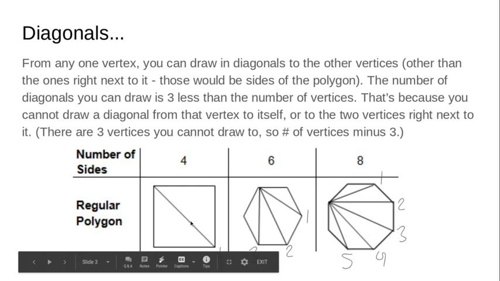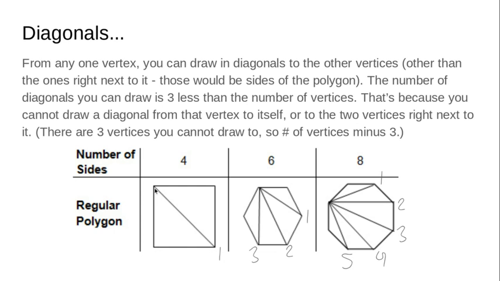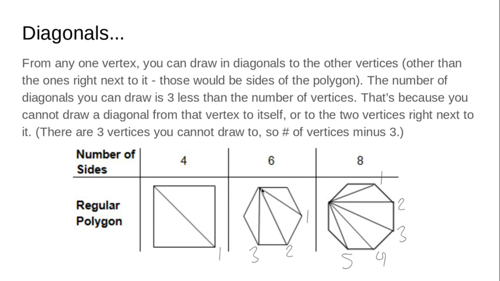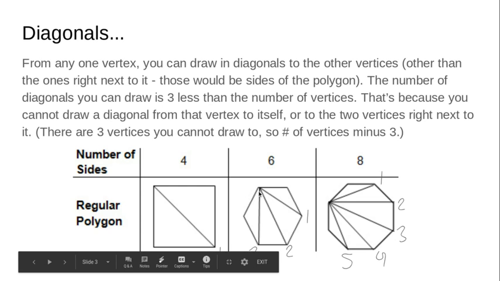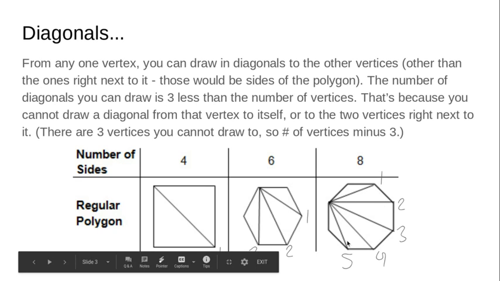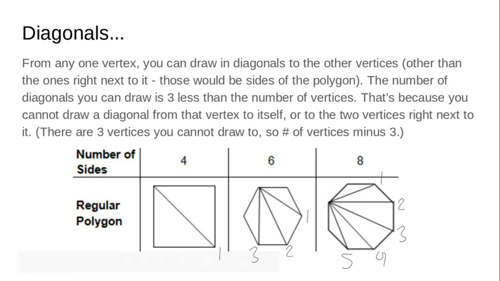So here's an example of a 4-sided shape. So it has 4 vertices: 1, 2, 3, 4. So if I do 4 minus 3, I get 1. There's only one diagonal I can draw in from a particular vertex. So over here I chose this vertex, and I can draw in 3 diagonals, one from here to here, here to here, and here to here. And 6 minus 3 is 3. And there are 3 diagonals. 8 minus 3 is 5, so we should have 5 diagonals here. If we count them up, we have 1, 2, 3, 4, and 5. So it's always the number of vertices minus 3 that tells us how many diagonals you can draw in from that particular vertex.